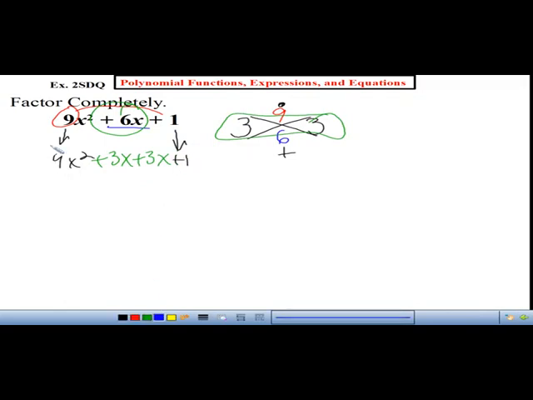And then I group. GCF for these two is 3x. We're left with 3x plus 1. Plus GCF for these two, Ivan?